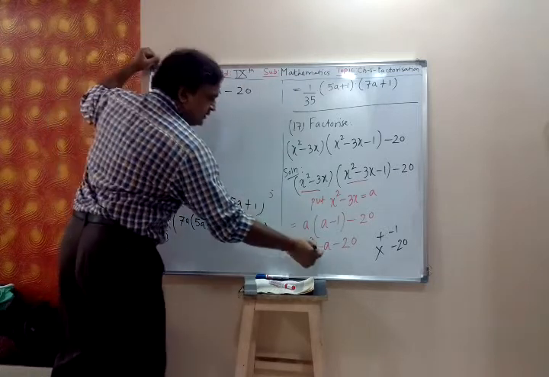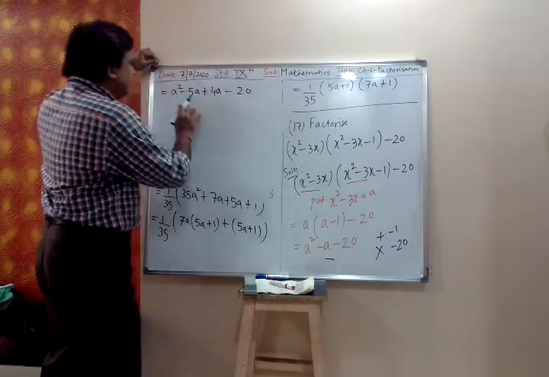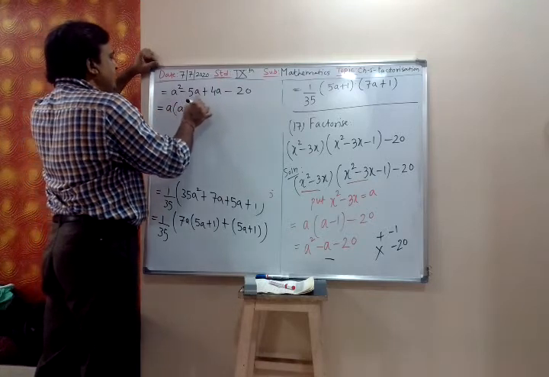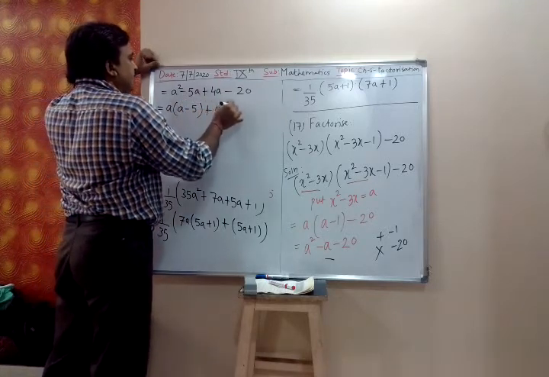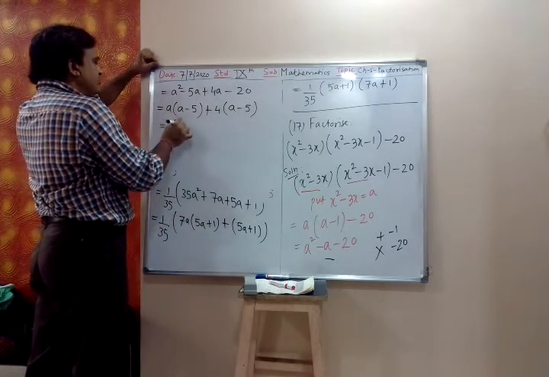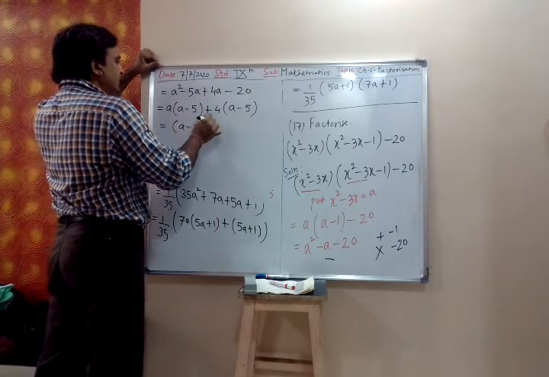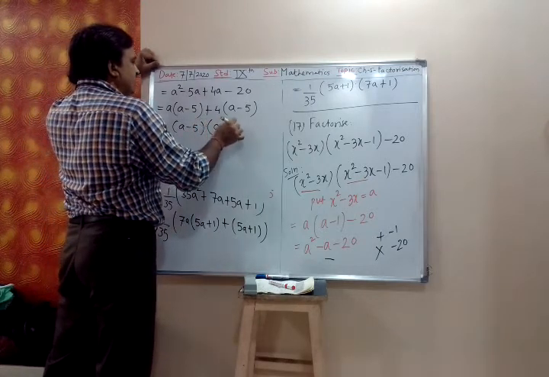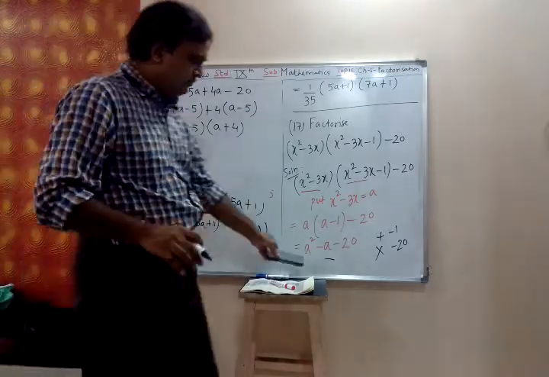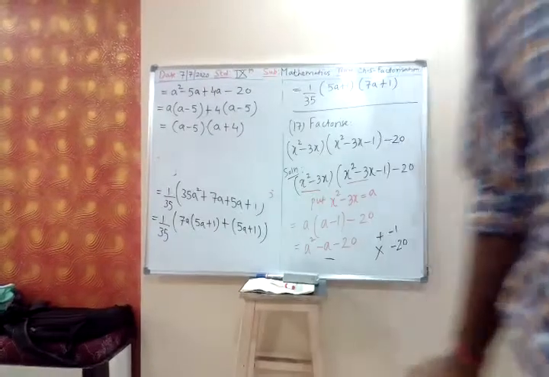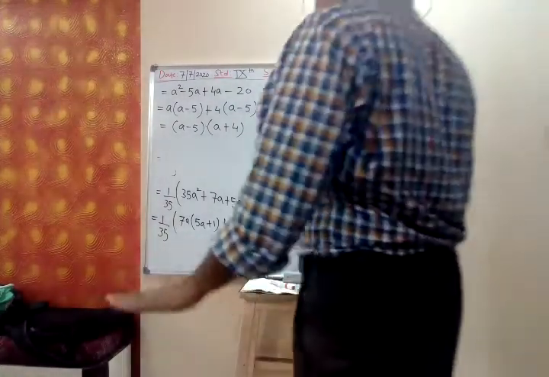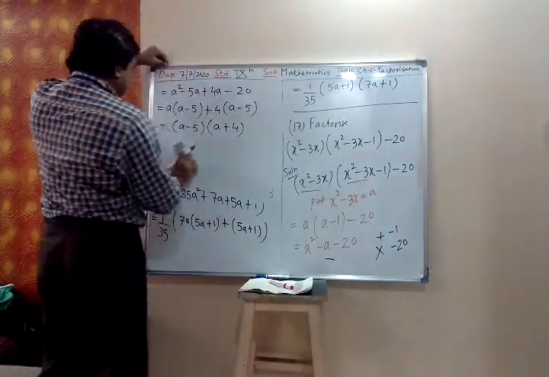The middle term I will split: minus a as minus 5a plus 4a. Now a is common: a(a minus 5) plus 4(a minus 5). Then a minus 5 is common, so it is (a minus 5)(a plus 4). There is nothing perfect here.